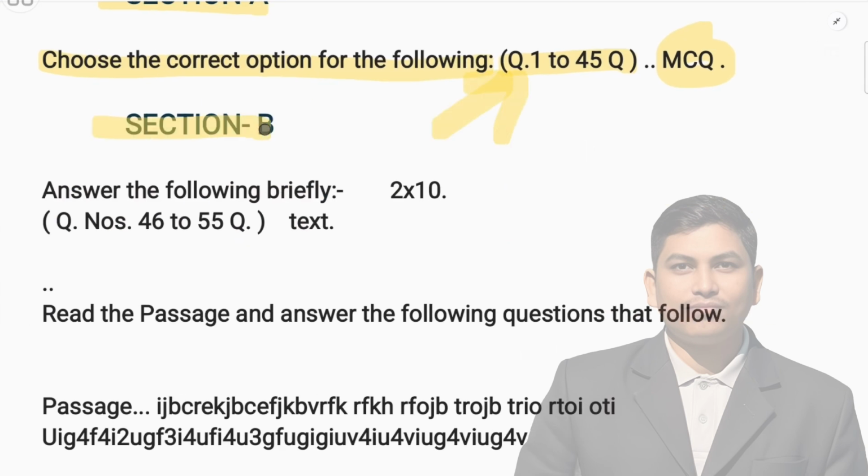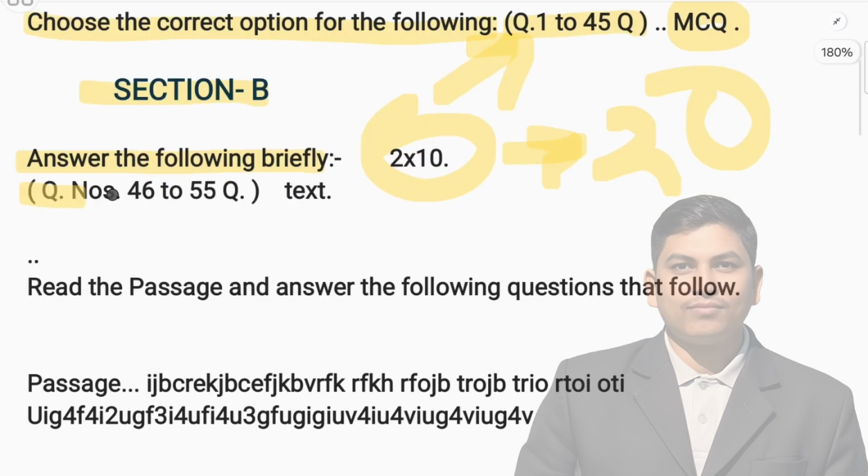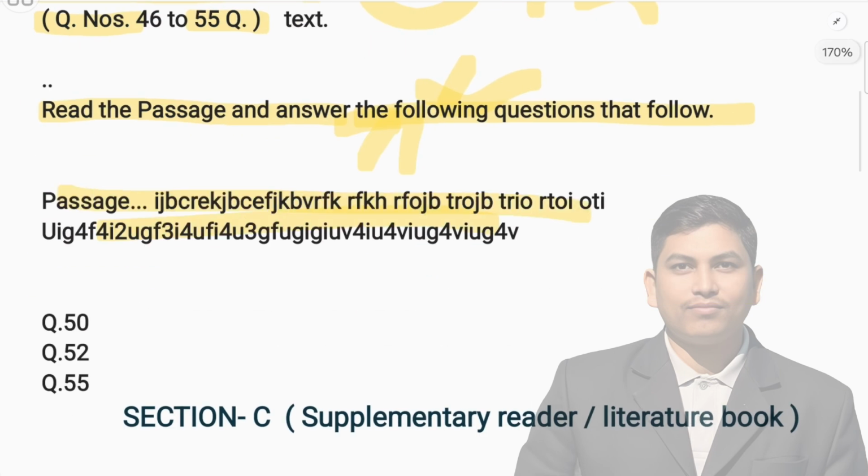For Section B, you will notice that you have to answer the following questions briefly. The mark will be 2 for each of 10 questions, that means a total of 20 marks. Such as question number 46 to 55, and you will notice that there will be a passage: read the following passage and answer the following questions. That means some questions will be given there as per the passage. So the passage will be like this and some questions will be there.